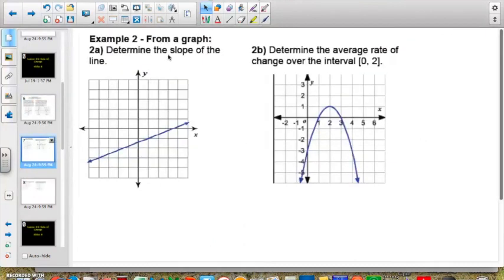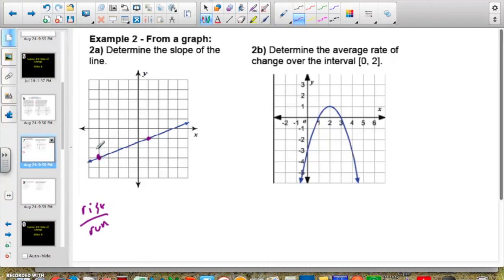So for example 2a, we're looking at a linear function. We don't have to be given an interval because it's going to be a constant rate of change. So we just need to pick any 2 points, and we have to figure out what our slope is going to be. So I'm going to pick 2 points that look like they are very easy to locate points. It looks like that's a good one, and that's a good one. And I'm going to be looking at my difference in my rise over my difference in my run.